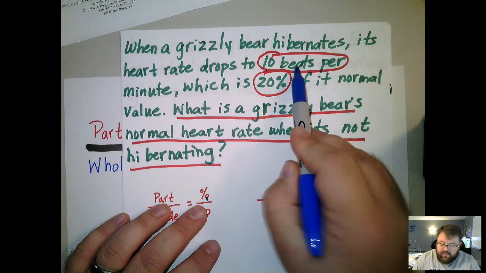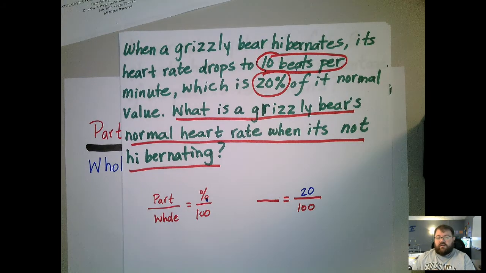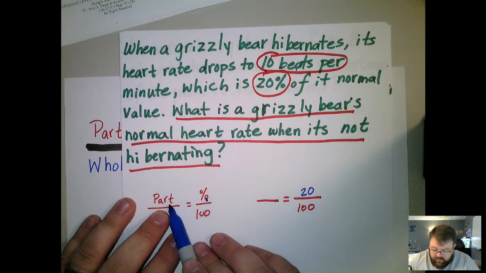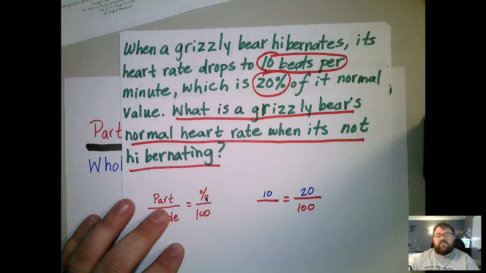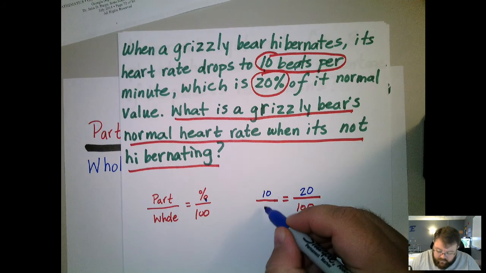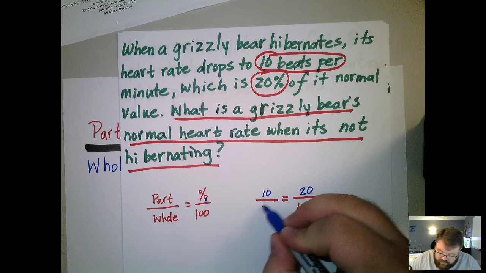Next, 10 beats per minute. Now 10 beats per minute is when it is hibernating. It is not its normal or its whole heart rate. So we would consider that to be part, because when it's hibernating, it isn't at its complete function. It is at part of its function. So with the part, we would consider that to be the 10. Now, for this particular problem, our missing value is the whole.